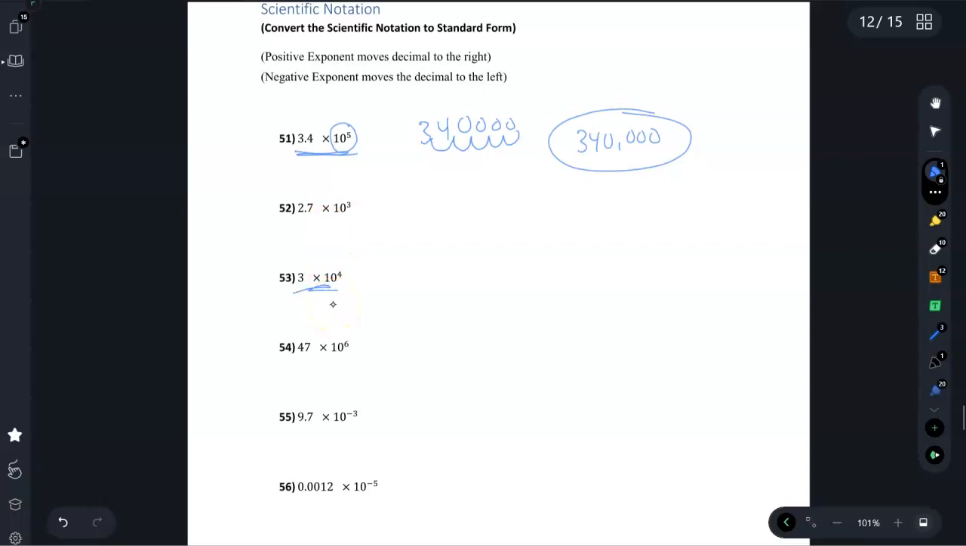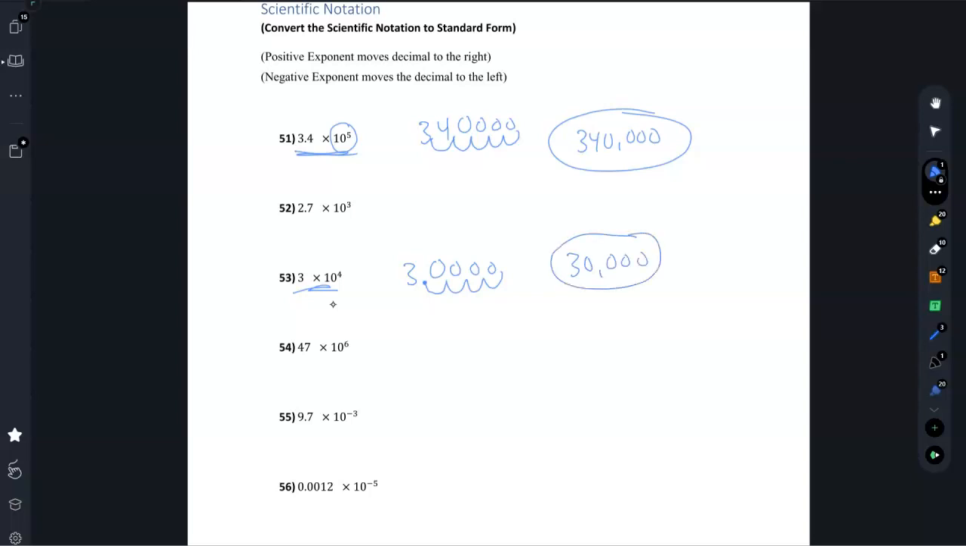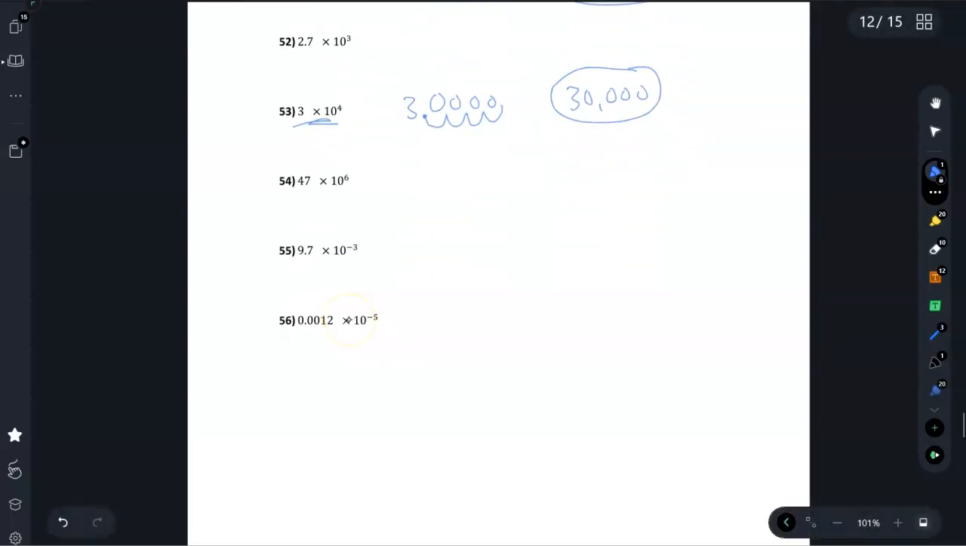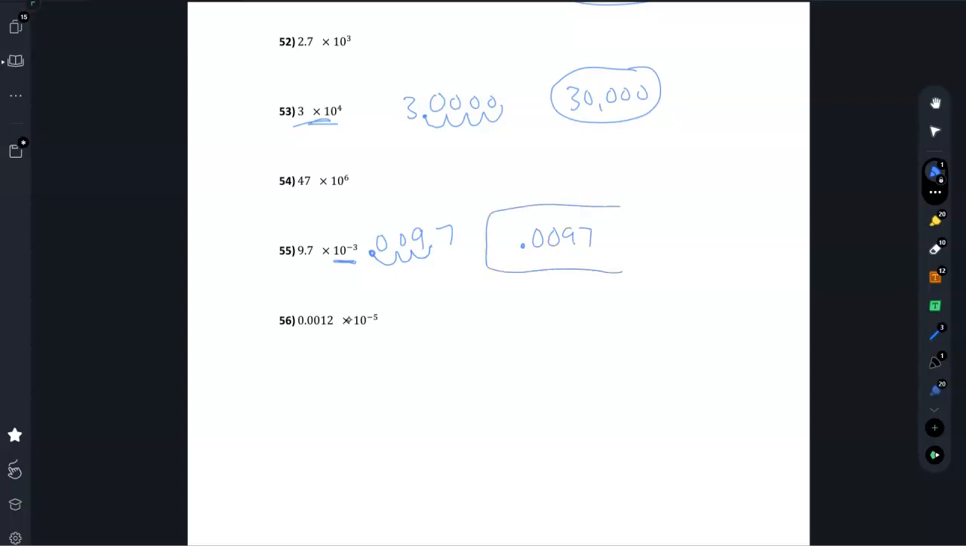3 times 10 to the 4th, I start with 3. I grab my decimal. My decimal is always behind my number if I don't see one. 1, 2, 3, 4 means I'm adding 4 zeros, which gives me 30,000 for this one. This time I'm moving to the left because that's a negative 3, so I'm starting with 9.7, and I move 1, 2, 3 times to the left. So that means I need to add zeros in front of the 9 this time. So I have 0.097. Feel free to always add a 0 in front of the decimal if you want to, you don't have to.